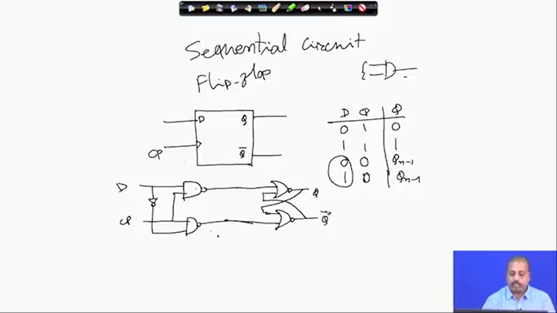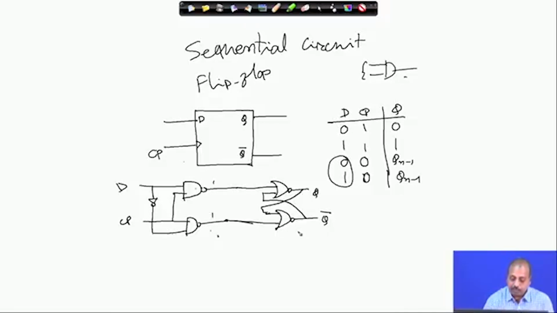Now, you see that if the clock pulse is 0, then both the NAND gate outputs will be 1, and as a result this Q bar coming here will get inverted and it will remain as Q. Similarly, the Q comes here getting inverted and remaining as Q bar. So, that way it continues as Q and Q bar. If the clock pulse is 0, nothing happens to the circuit.